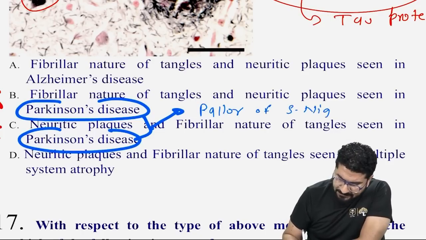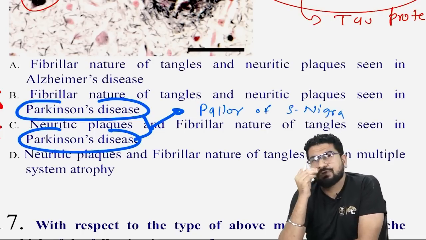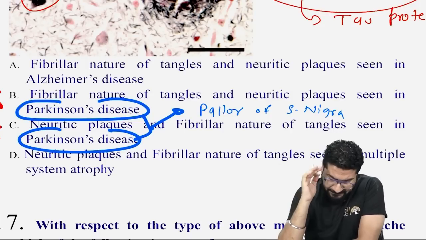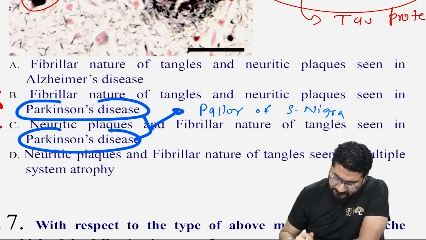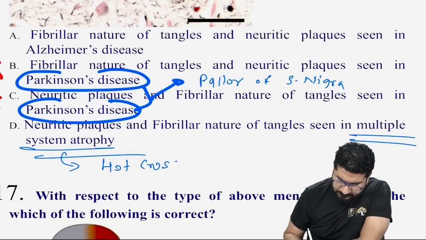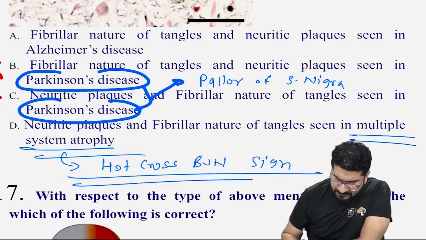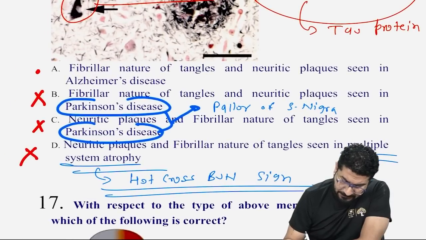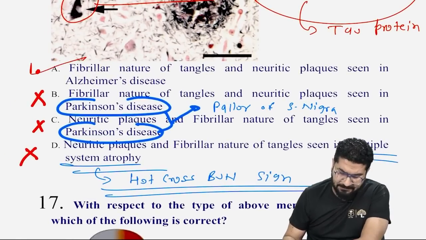Sometimes in MRI, you can see loss of swallow tail sign. That is rare, not seen in every patient. In MSA, multisystem atrophy, you will see the hot cross bun sign on MRI. Hot cross bun sign. So this is a case of Alzheimer's disease, and what will we see? We will see neurofibrillary tangles and neuritic plaque.